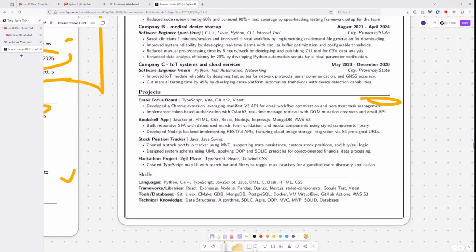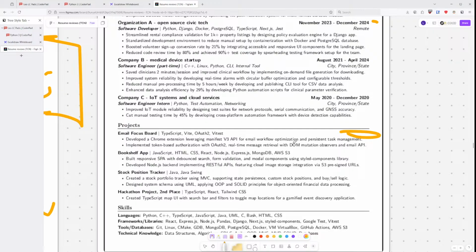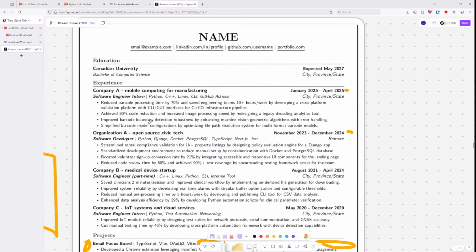Stop and tracker, hackathon project, bookshelf app, Chrome extension for email. What is this? For email workflow optimization and persistent task management. That's a bit vague, but okay. Dom, yeah, you need, I mean, I have a link. I'll put a link right there if I were you. Okay.